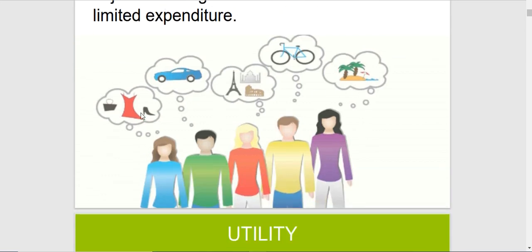This picture shows that a person may demand different types of goods at the same point of time. A consumer may want to buy a purse, a consumer may want to buy shoes, a consumer may like to go for a purchase of a car, or he may plan to go out for some kind of an outing or a holiday.